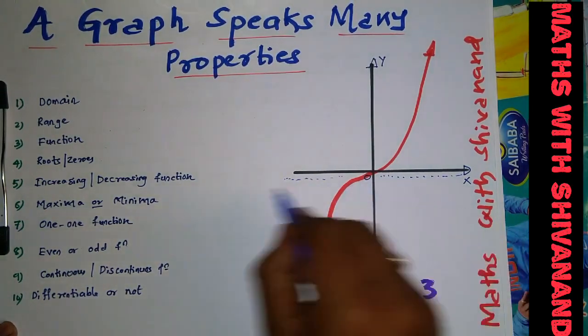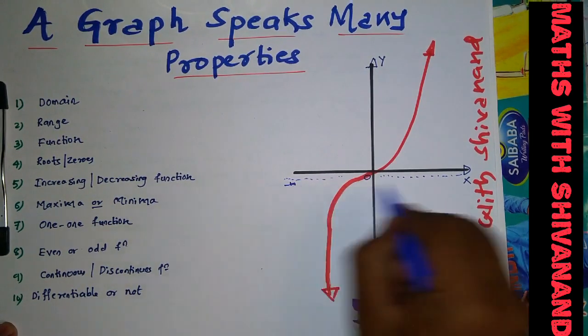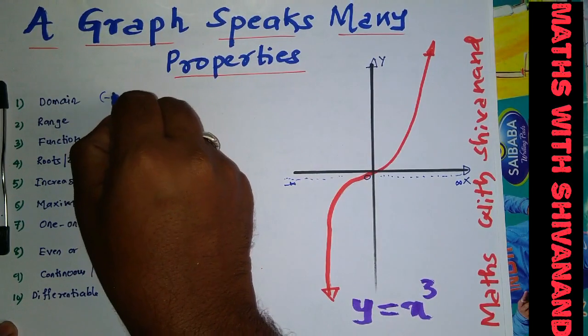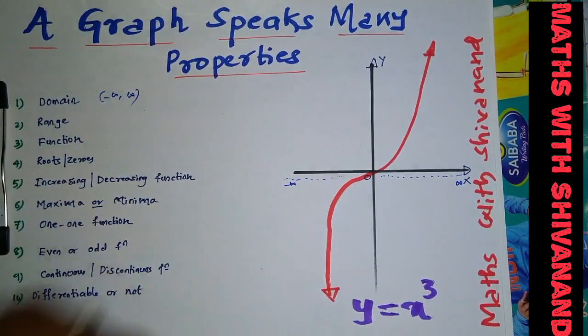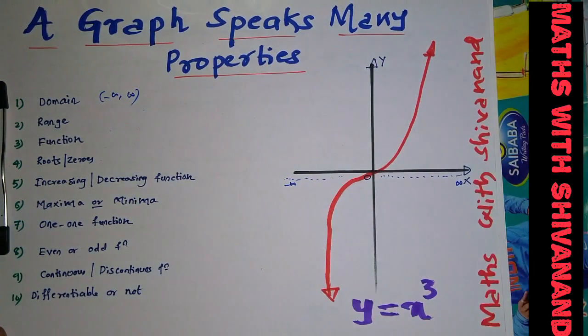So the domain of this function is, along the x-axis, right from minus infinity to plus infinity. Hence the domain of this function is minus infinity to plus infinity. I can say this by seeing the graph.